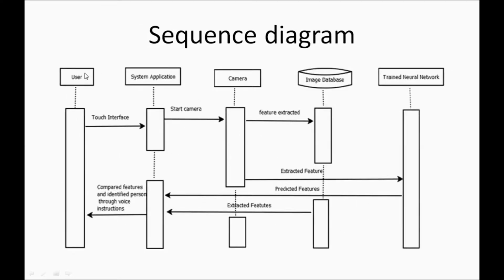The user object is interacting with the system application object using the touch interface. If your user touches the screen, the system application will take the input. See how the system application is interacting with the camera object. The system application object is interacting with the camera object by using start camera. When the application starts the camera, the camera will be accessed. Getting, guys? You can see the interactions I am adding here.